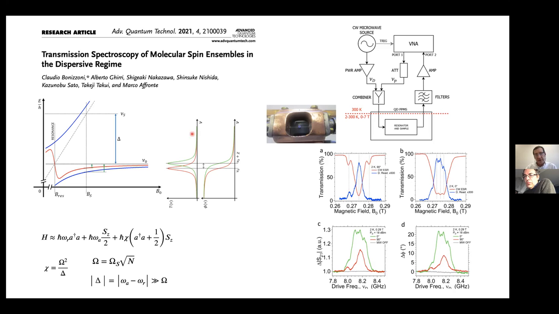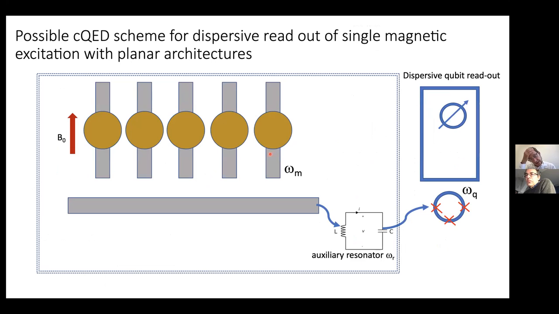So this also brings us confidence that in practice the planar version of this dispersive readout should look like this. We have, for instance, an array. If we combine the two ideas that I discussed in this talk, we have an array of magnetic targets which are coupled to an auxiliary resonator, and this is coupled to the superconducting qubit. And so by reading the superconducting qubit in the dispersive mode, we can eventually detect the magnetic excitation without destroying it by reading the microwave photons directly.